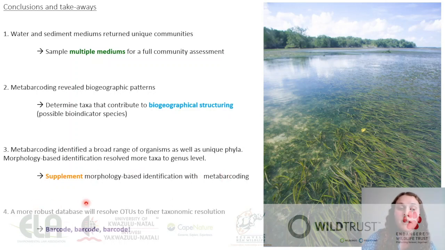Finally, a more robust database will resolve OTUs to finer taxonomic resolution. So barcode, barcode, barcode. If we can strengthen the database, then we can have a higher percentage of hits, which results in a finer taxonomic resolution.